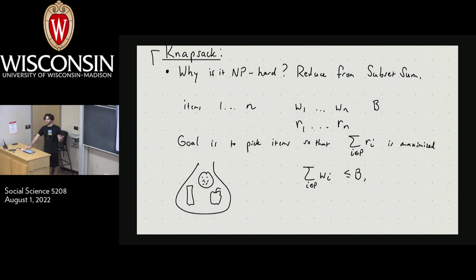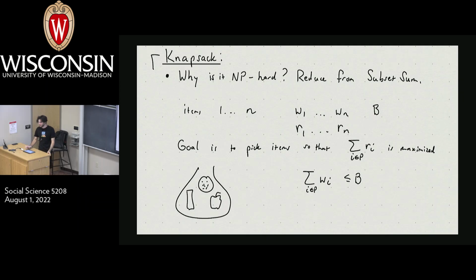But you have a limited amount of stuff you can put in your backpack, and each thing has a different reward. So obviously the cookie is going to be the highest reward. It's amazing. Maybe you don't really care about the apple as much, but if it fits, you might as well add it. You're still getting something. So that's the problem. Maximize your reward while making sure you don't go over your budget. So any questions on what the problem is?